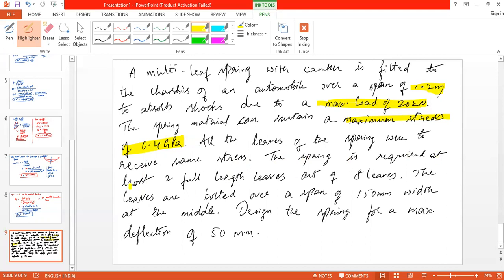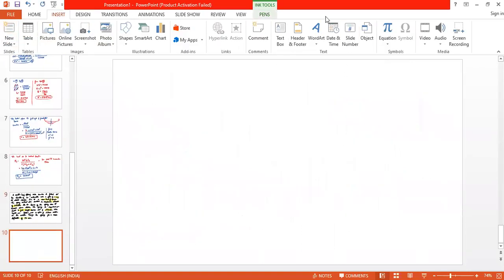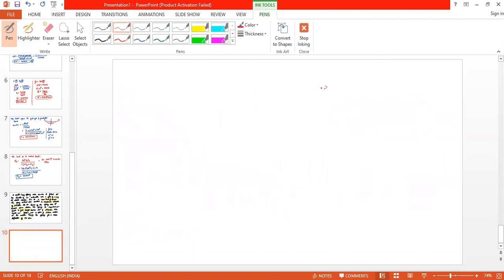The spring requires at least 2 full-length leaves out of 8 leaves. The leaves are bolted over a span of 150 mm width at the middle. Design the spring for the maximum deflection of 50 mm. This is the question. So here we need to design a leaf spring.